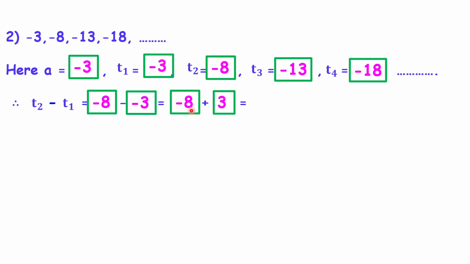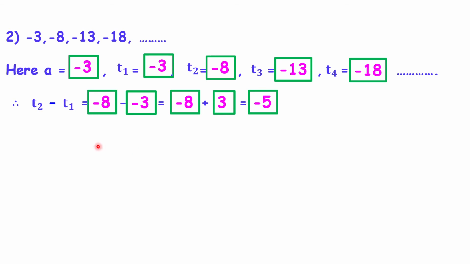Then to take a subtraction between these two numbers, which is the greater number here? 8 is the greater number. Therefore, give the sign of 8. And 8 minus 3 is nothing but how much? 5. Therefore, negative 8 plus 3 is nothing but negative 5.